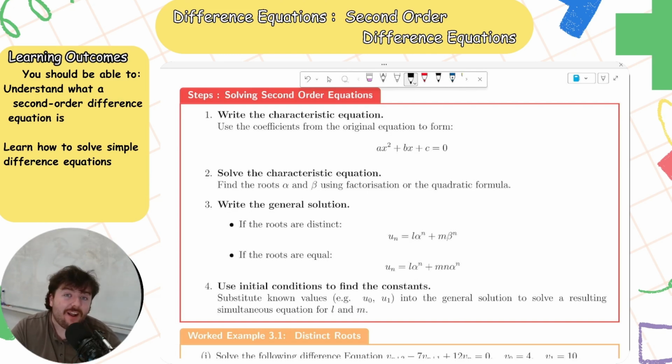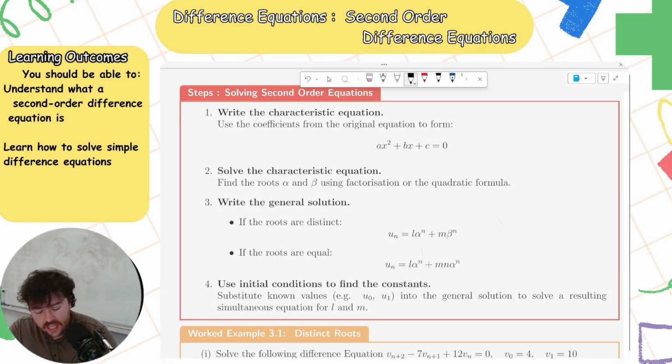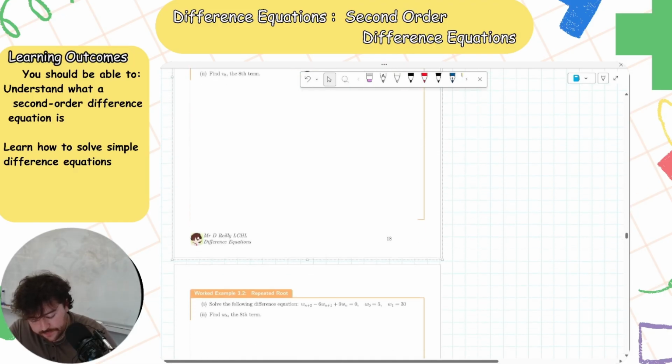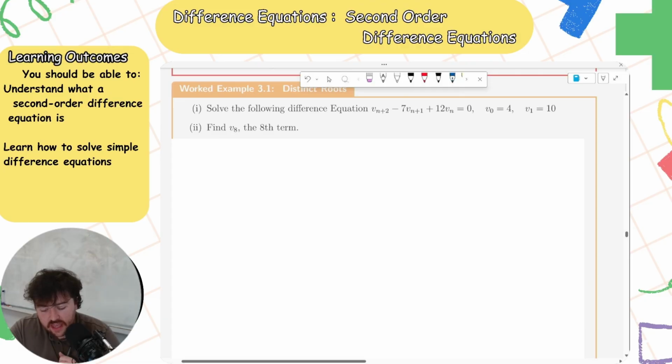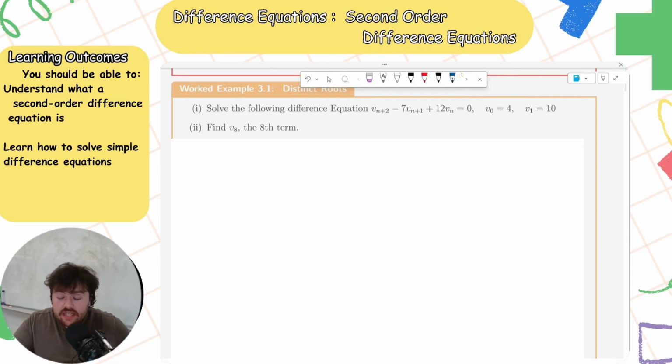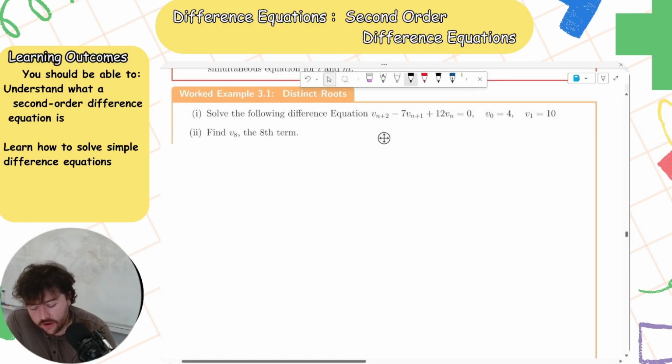And then using our initial values that were given in the question, we're going to make a simultaneous equation of L and M, and then we solve them to figure out my solution. So there's no point in me talking about it. Let's start doing one here. Solve the following difference equation. Vn plus 2 minus 7Vn plus 1 plus 12Vn equals 0, where V0 equals 4 and V1 equals 10. So first things first, I need to find my characteristic equation.